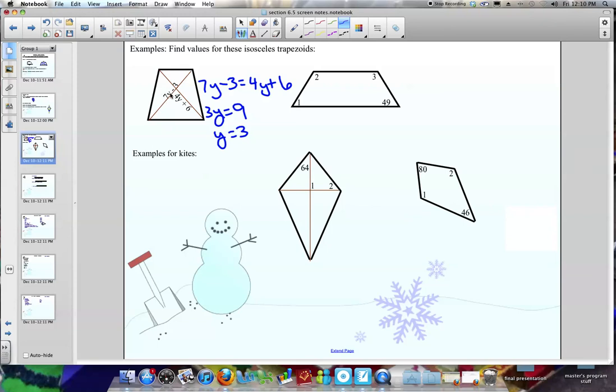7 times 3 is 21, minus 3 is 18. 4 times 3 is 12, plus 6 is 18. We would hope that they would come out equal. That's how we set up the problem.